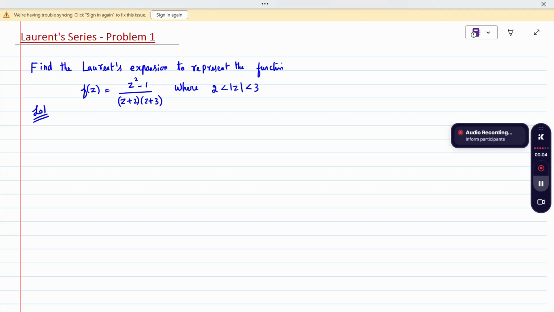Hi all, today's topic is Laurent series, problem 1. So the question has been given to be f of z is nothing but z squared minus 1 divided by z plus 2 into z plus 3. Some condition is given.